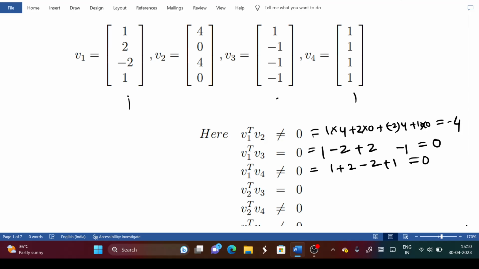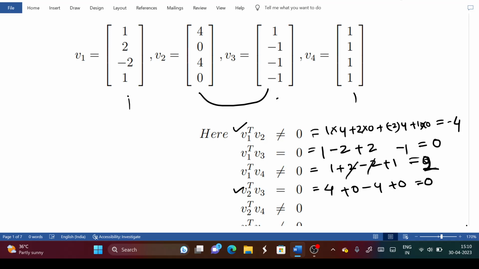v2, v3, some mistake. Plus 1 plus 1, how is it? It is 2. So these two cancel each other, but it is 2. It is non-zero. Now v2, v3, these two. It is 4 plus 0 minus 4 plus 0. That is 0. So this is orthogonal and these two vectors are orthogonal.